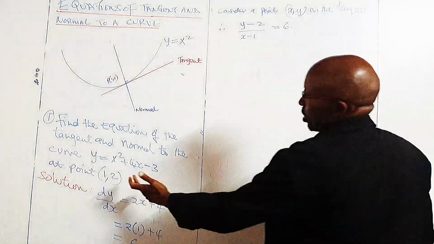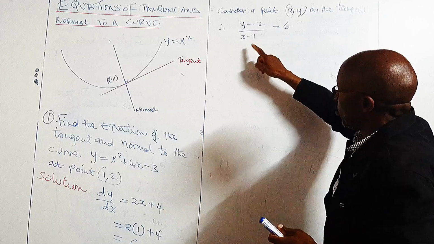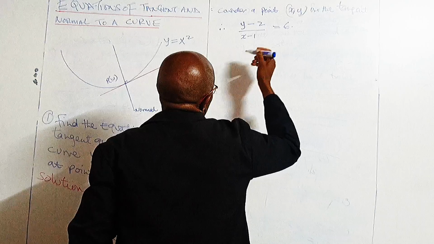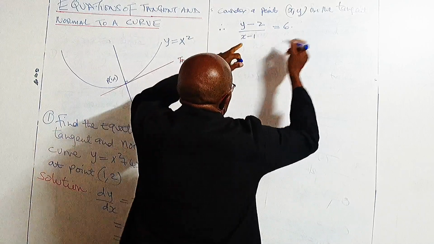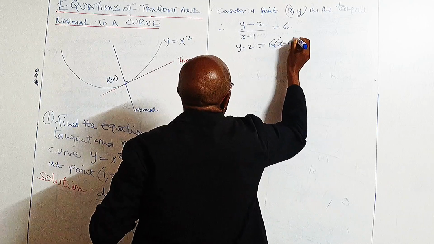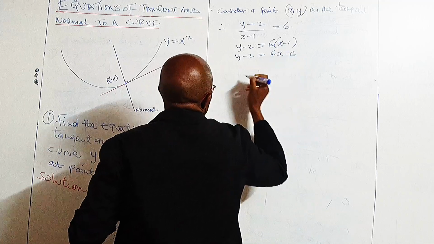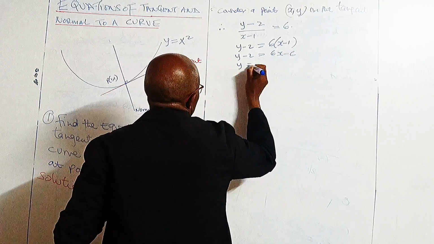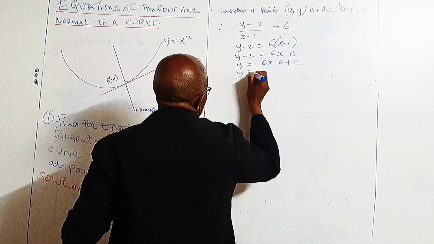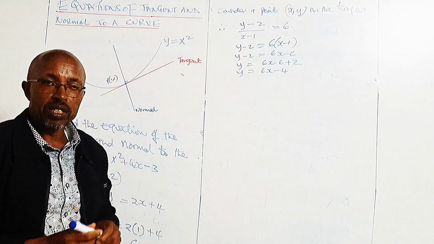So we'll have the point (1, 2), and then we are considering another point (x, y), so that (y - 2) all over (x - 1) is equal to 6. So we multiply by (x - 1) on both sides, so we'll have y - 2 is equal to 6(x - 1). y - 2 is equal to 6x - 6. Take negative 2 to the other side, so y is equal to 6x - 4. That is the equation of the tangent.